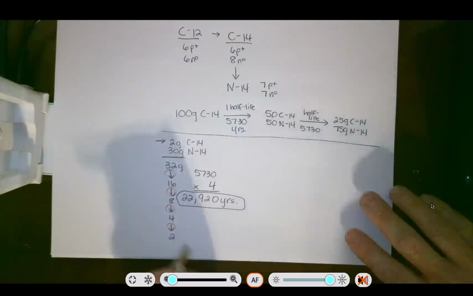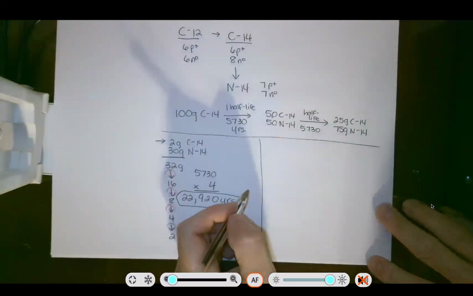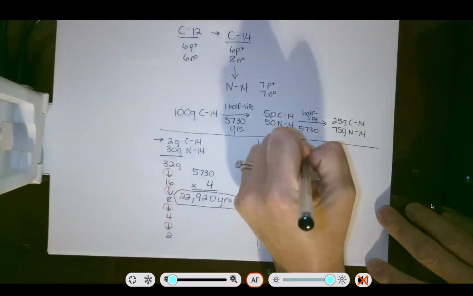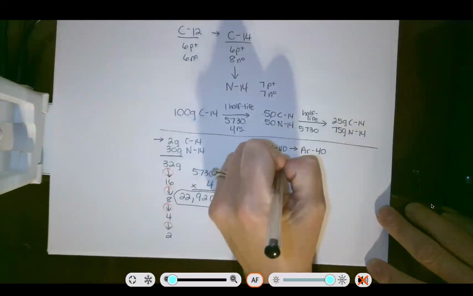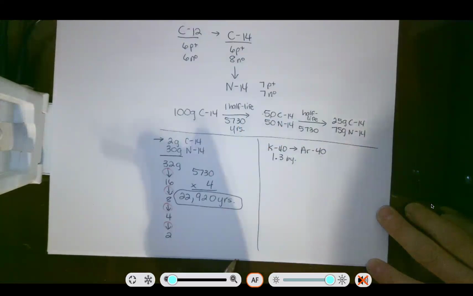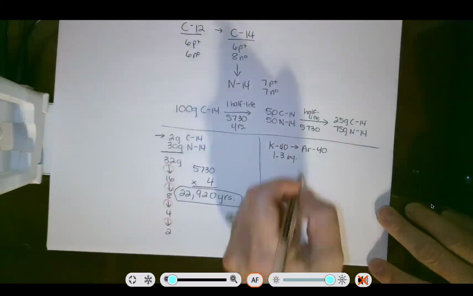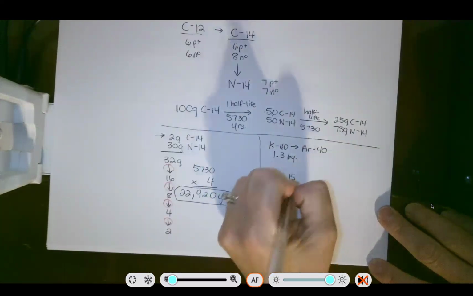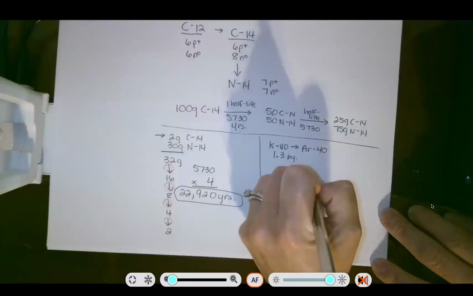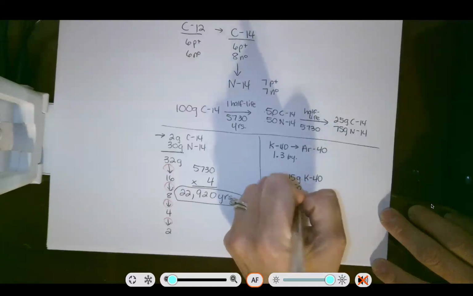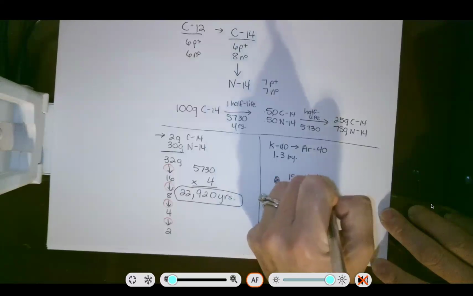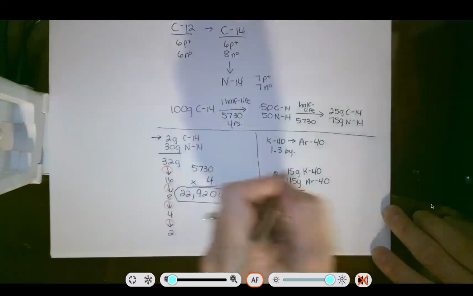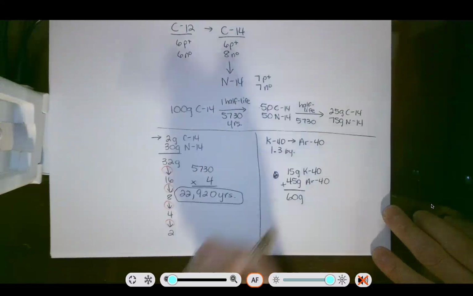So let's say we have another parent isotope, potassium 40, and it decays into argon 40, and it has a half-life of 1.3 billion years. Let's say that we have a fossil that has 15 grams of potassium 40 and 45 grams of argon 40. Again, the first thing we want to do is add them together because that tells us where we started. That's where I was getting the 60 from. And so we started with 60 grams.